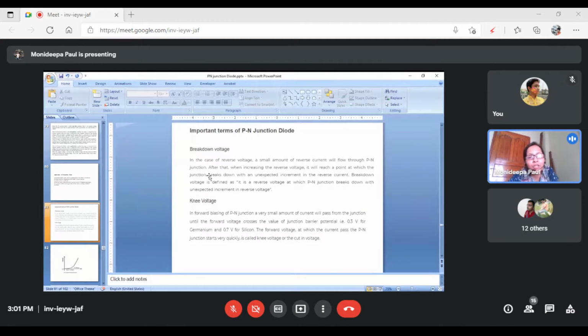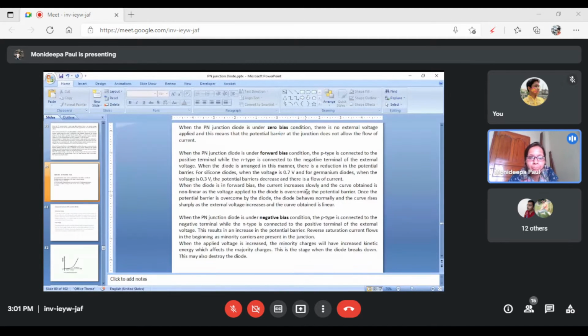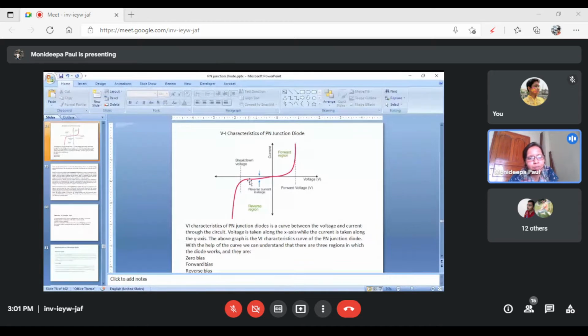Here you see, in the case of reverse voltage, a small amount of reverse current will flow due to the minority carriers. Again, if you increase the voltage, then what happens? Barrier potential will be increased and resistance offered by the semiconductor will be increased.